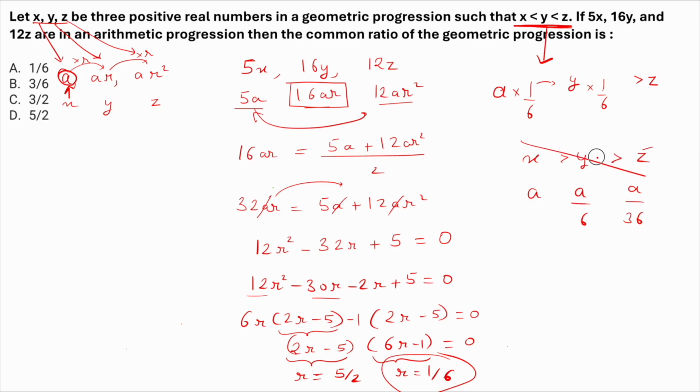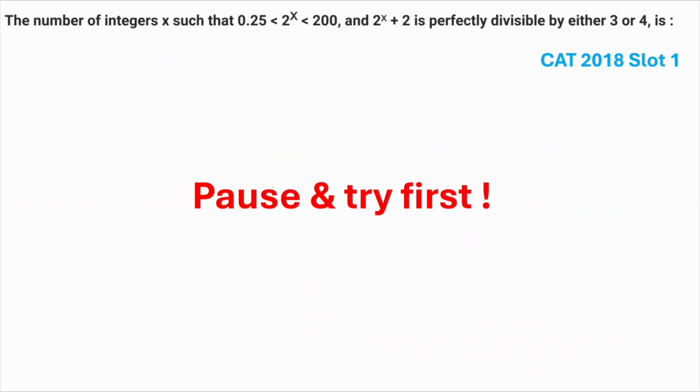But we don't want this, we want the reverse of this, right? So the common ratio can't be 1 by 6, it is simply equal to 5 by 2. And that is our D option.